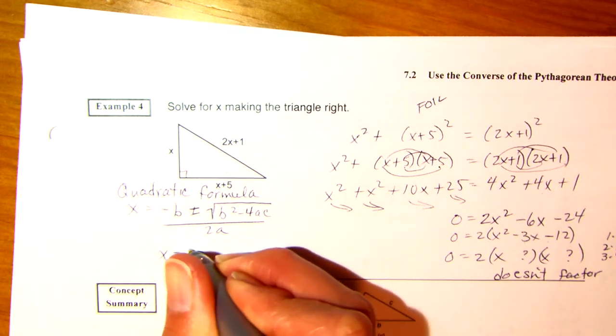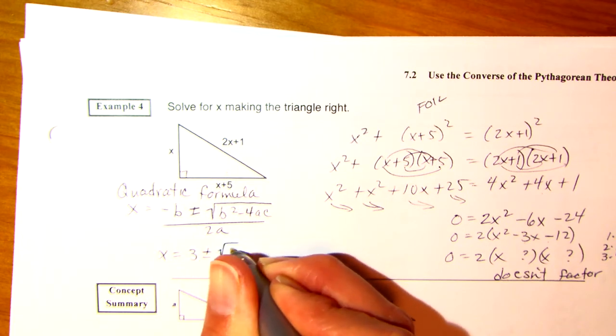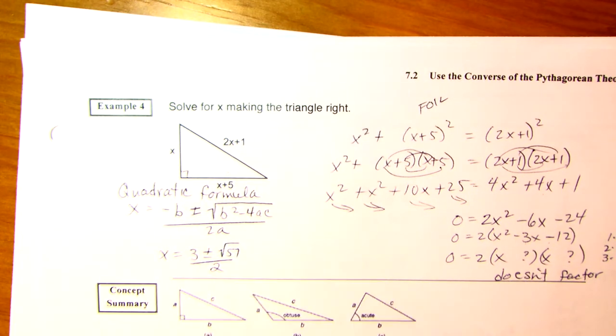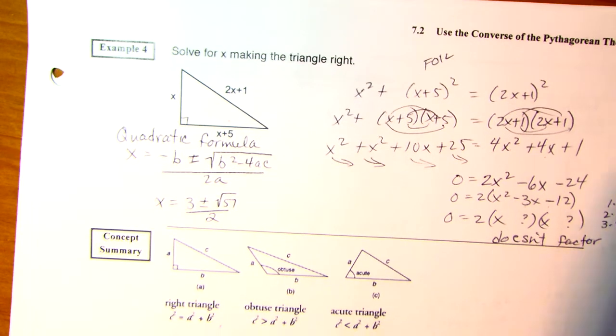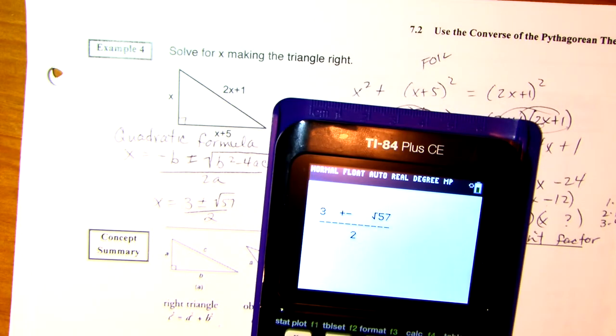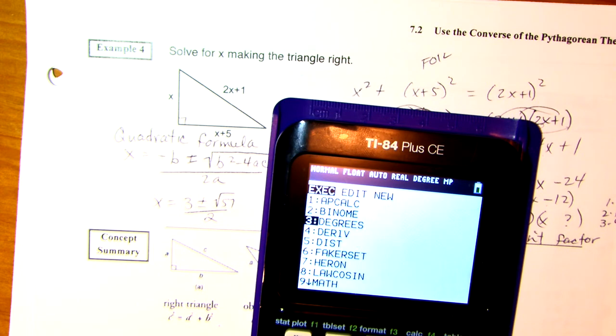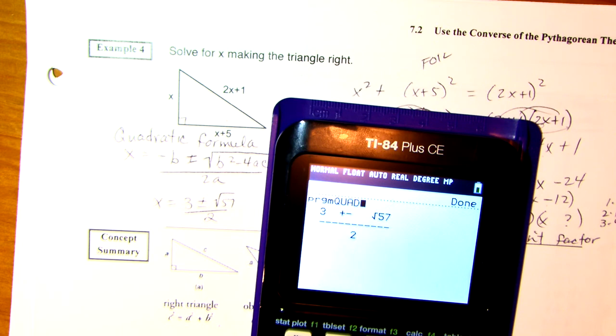So x is equal to 3 plus or minus the square root of 57, over 2. So that will be the final answer. Okay, what does that mean in decimal? Okay, remember that other program we have? If you go down to just quad, it'll give you the decimal values.